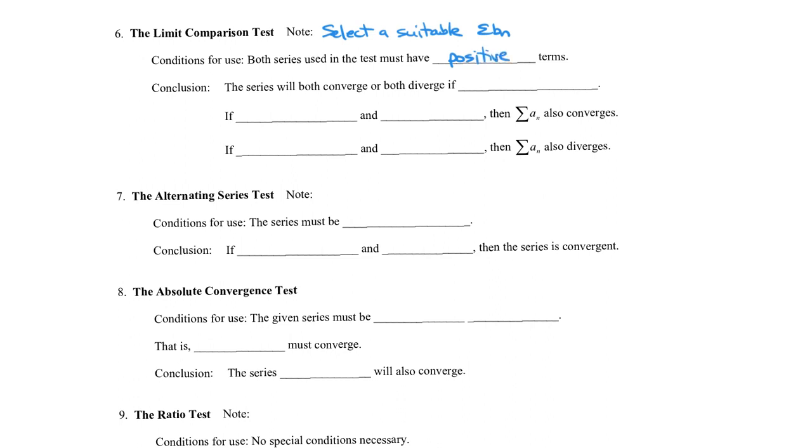Conclusion is the series will both converge or both diverge if the limit as n approaches infinity of a sub n over b sub n equals c, some number greater than 0. And c has to be a number. It's got to be a number. So it can't be infinity. That won't work. Okay, so if this were to happen, then both series will converge or diverge.